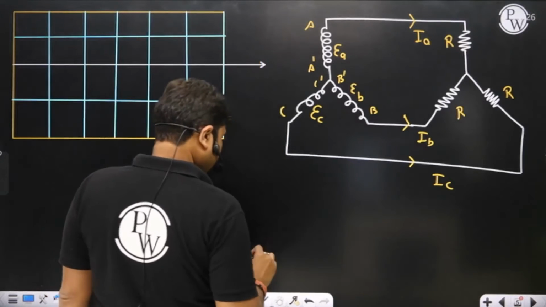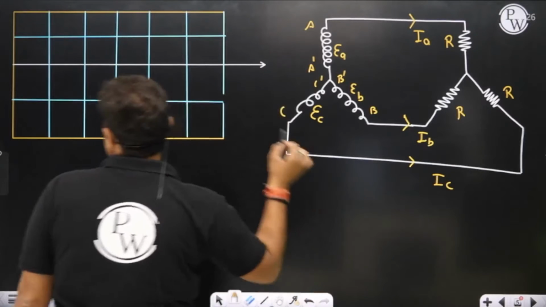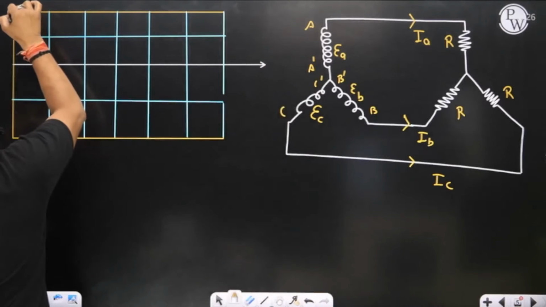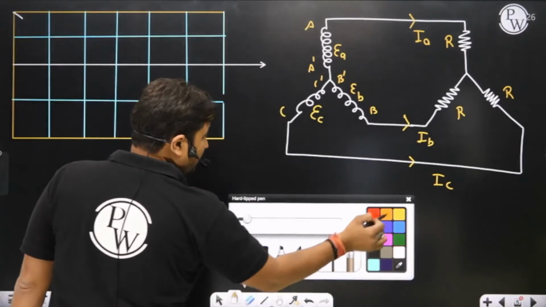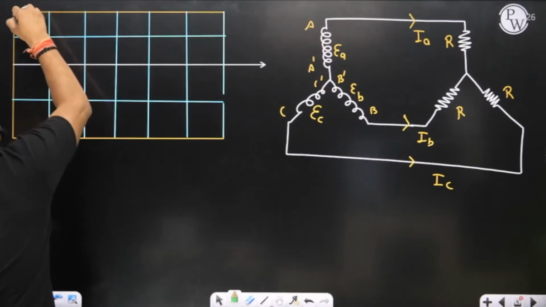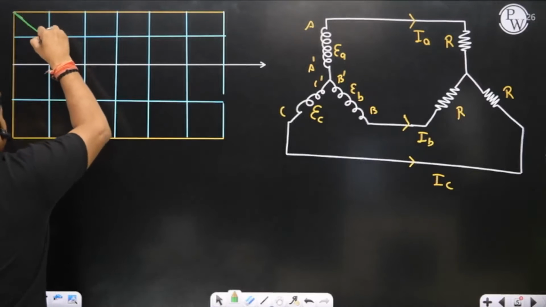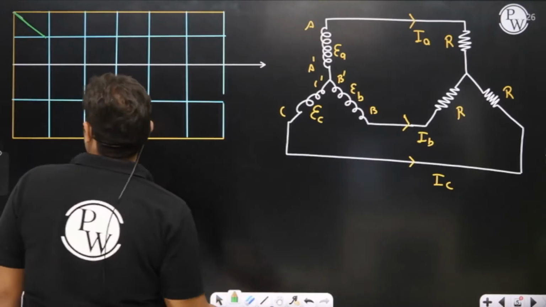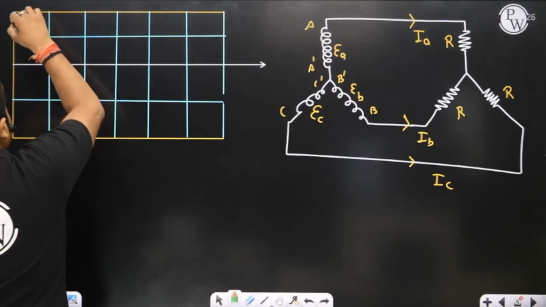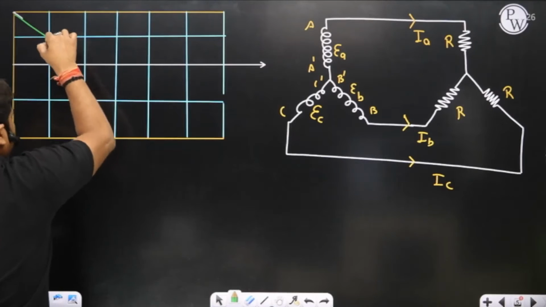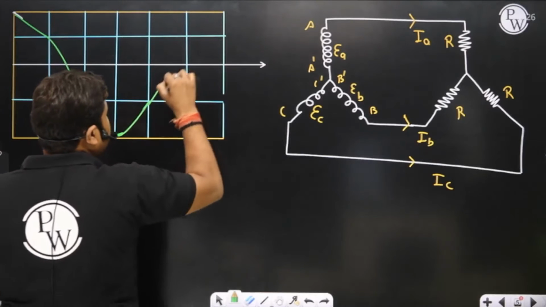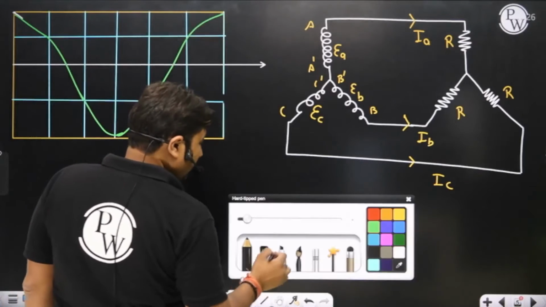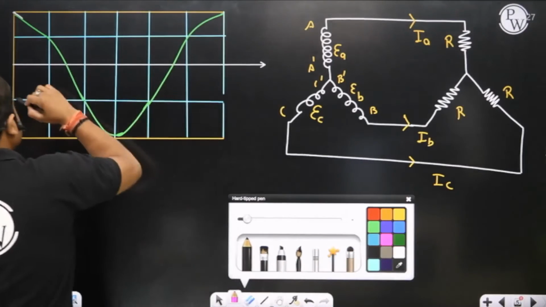Okay. Now please observe here. Already yesterday we have observed induced EMF EA, EB and EC are being displaced in time by 120 degrees, and that time depends upon the speed of rotation.